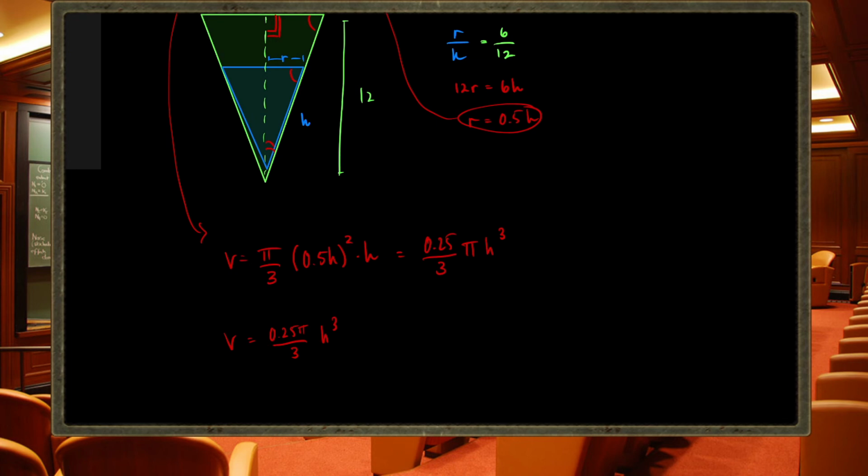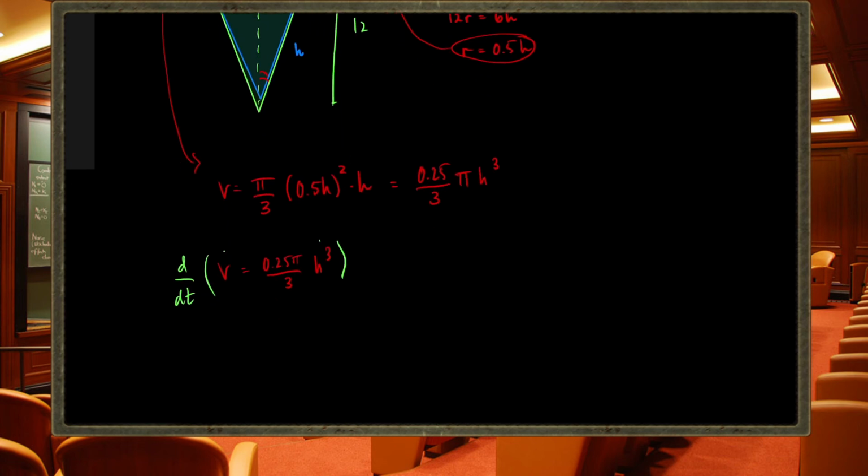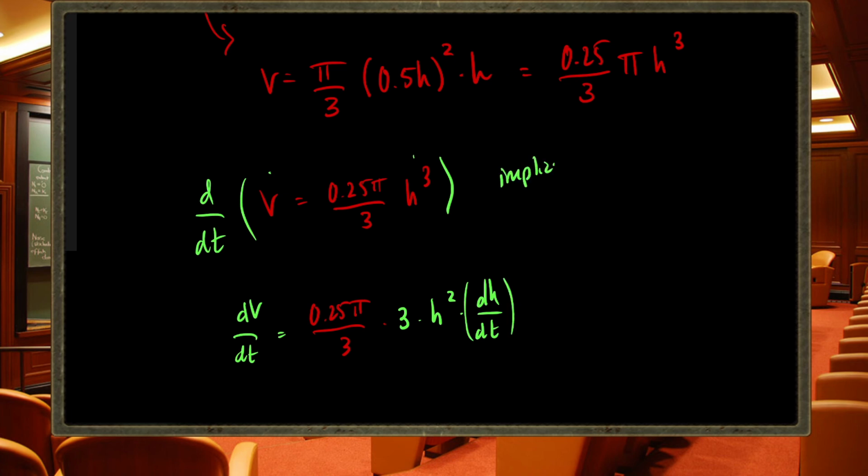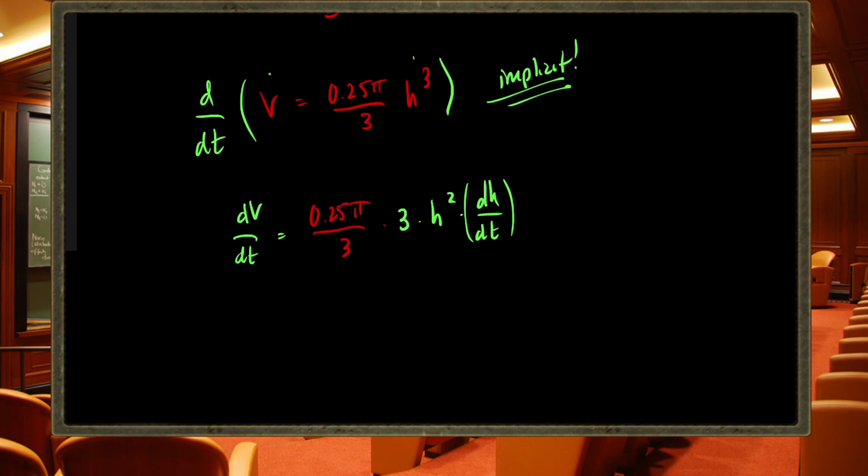Now what I can do is differentiate both sides implicitly with respect to time, because I know V is a function of time and h is a function of time. And so we'll get dV/dt equals this thing, 0.25 pi over 3, this coefficient, times 3 times h squared times dh/dt. See how that happened again? Since I differentiated implicitly, I now have access to the rate of h with respect to time.